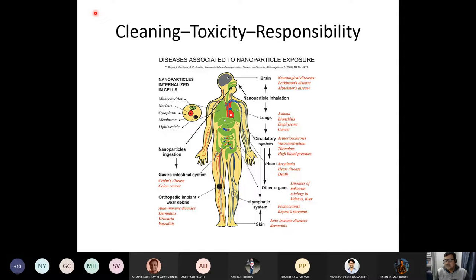So it is very important to consider cleaning, toxicity and responsibility. Suppose you see coronavirus: this experimentation was going on in a Chinese lab, and they could not control the growth of the virus, and it spread and created this havoc. So when you are experimenting with this, if you are not very careful, it may lead to health hazards to the person doing the experiment, and at the same time it may lead to problems for the entire civilization. Keeping in mind the level of toxicity that can be there, one must be very responsible in this regard.